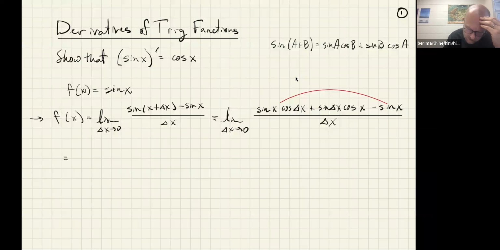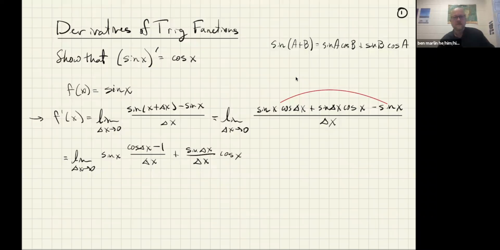So we will write equals limit, delta x is still going to 0. I will factor out a sine x and be left with cosine delta x minus 1 divided by delta x. And then the other piece, I'll have plus sine delta x divided by delta x cosine of x. Okay, now those are special limits, because there's the two of them there. And we're going to end up getting sine x being multiplied by 0 plus 1 times the cosine of x.